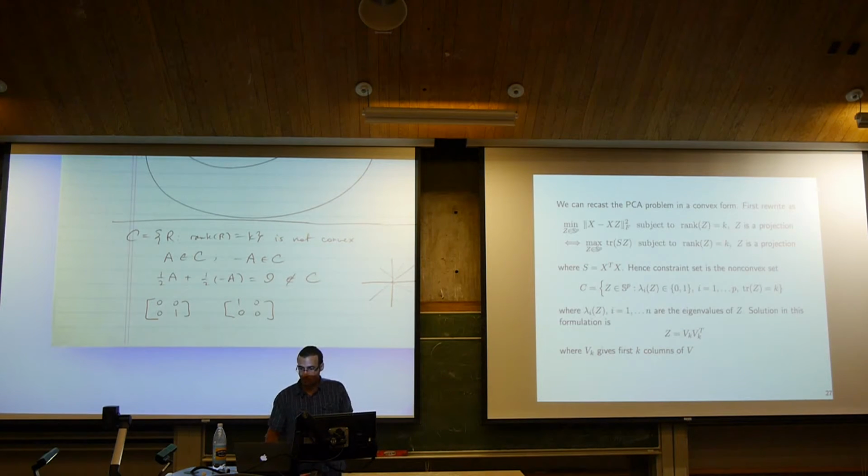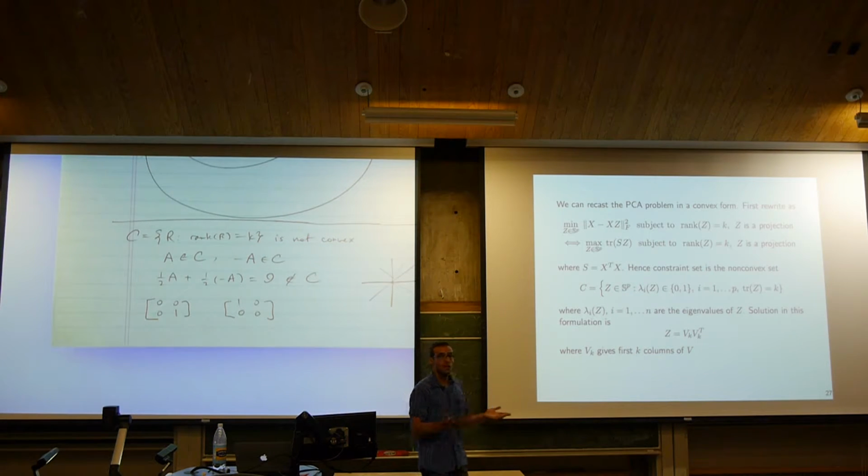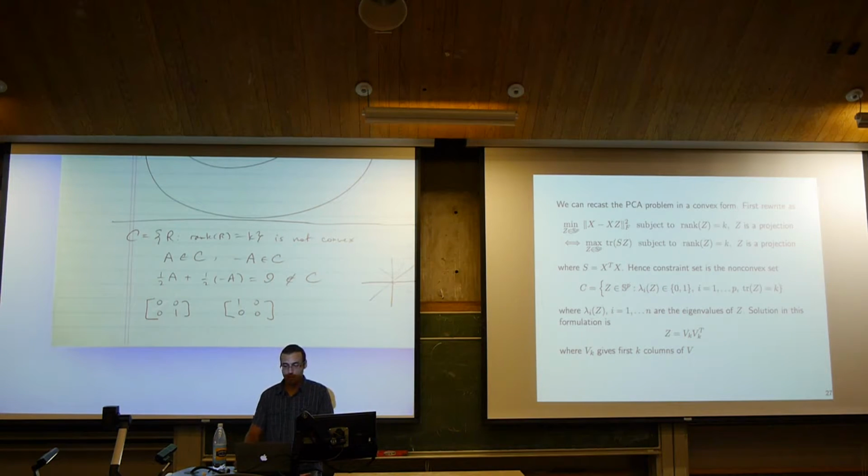So we're going to actually learn that we can recast principal components in a convex form. This is something I didn't know about myself until just a few years ago, and I feel like it's not a very well-known fact in optimization, statistics, and machine learning. But it's quite an old fact. It's just that people don't really revisit it.